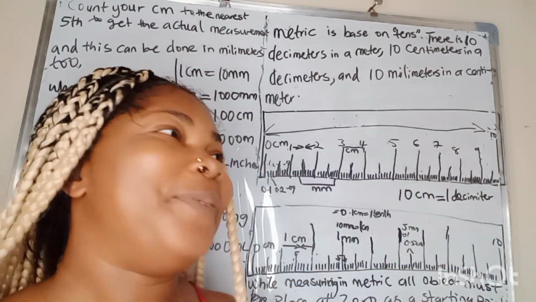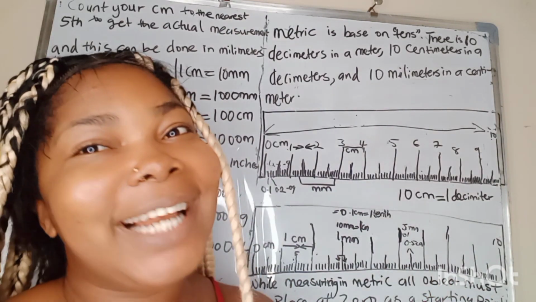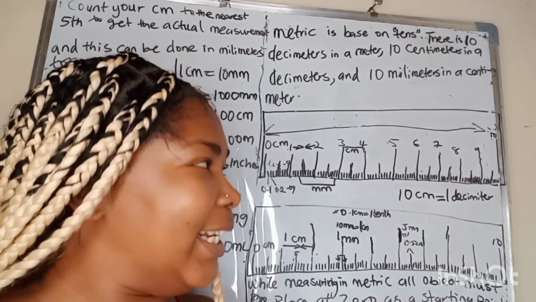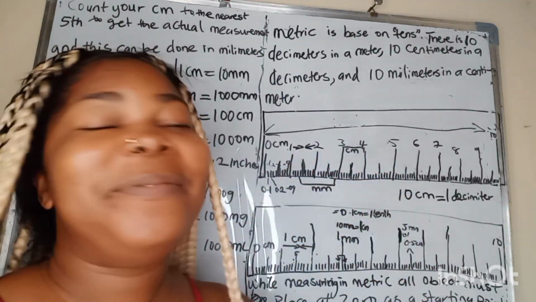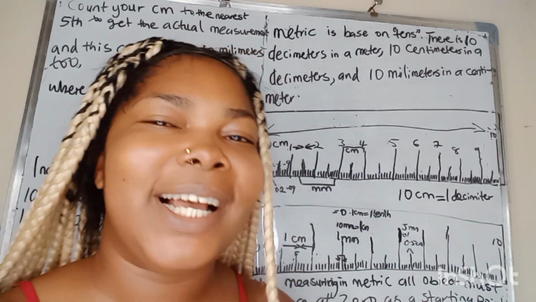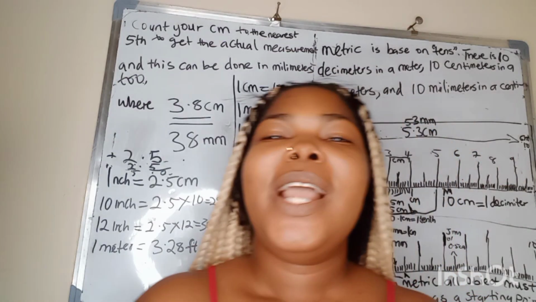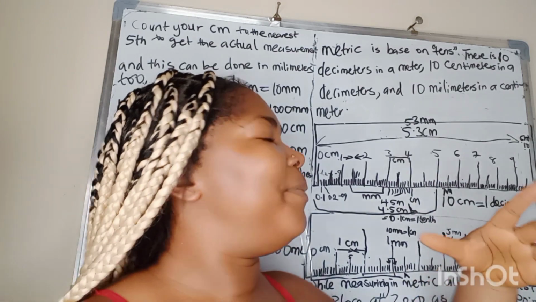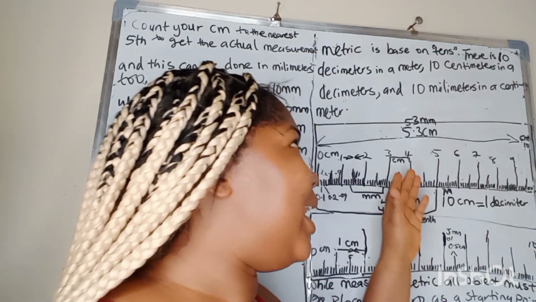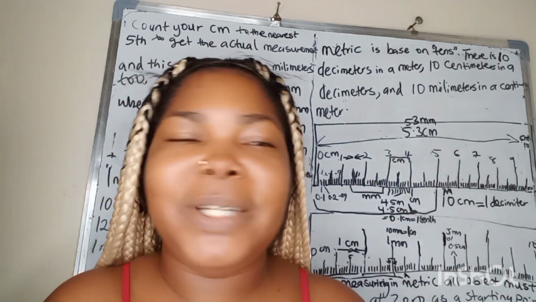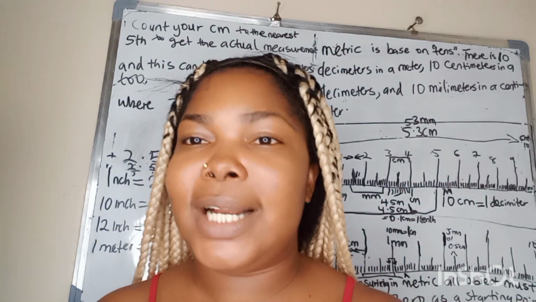Let's start by reading these rhymes. 10 centimeters makes 1 decimeter. 10 millimeters makes 1 centimeter. Okay. 10 centimeters makes 1 decimeter. 10 millimeters makes 1 centimeter. And that leads us to the class of today.